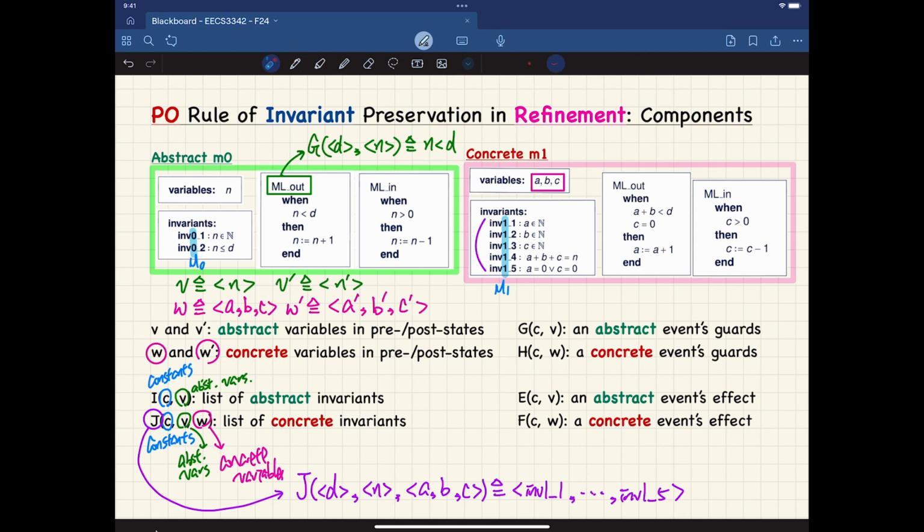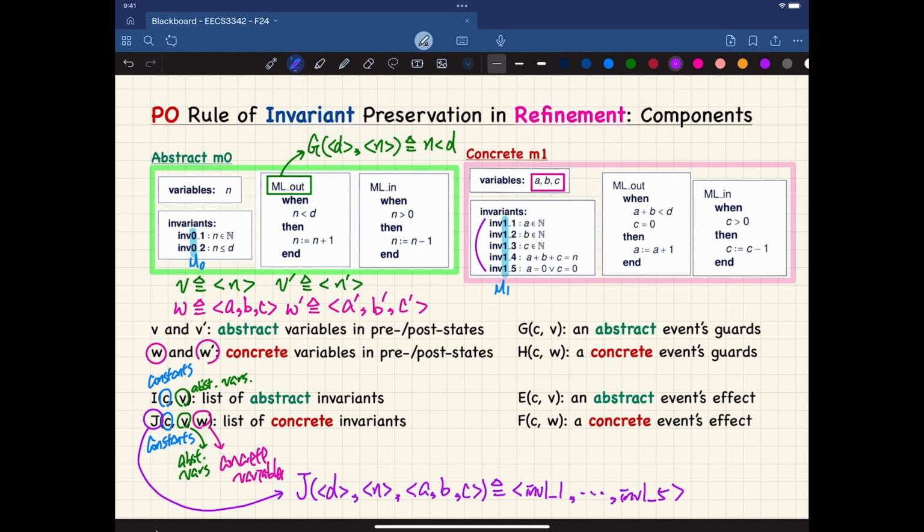And we use the letter H for concrete guards. And for concrete guards, you can only refer to either the constants or the concrete variable. And notice one thing here. It's only the concrete invariant where you can also refer to the abstract variable. But for the concrete guard, you cannot refer to abstract variable. All right? And let's see one example for concrete guard.